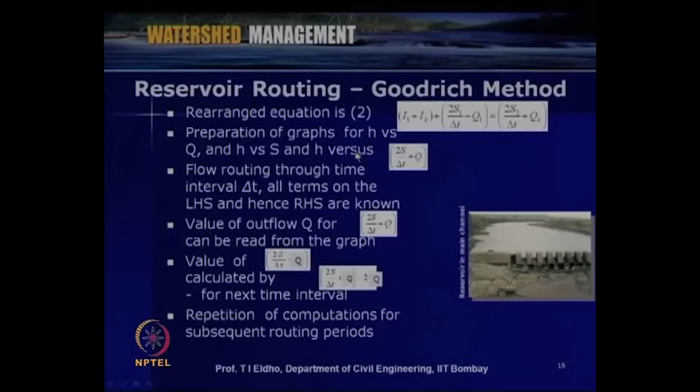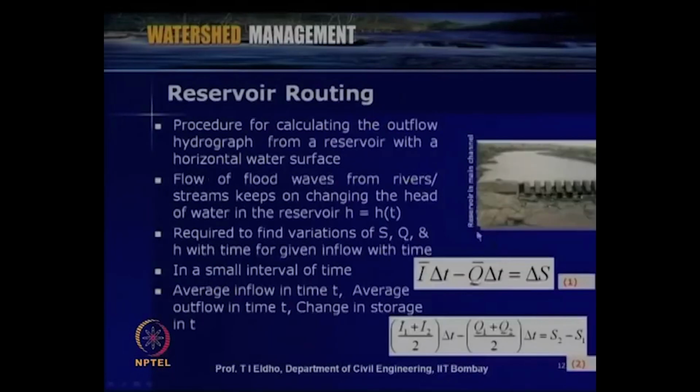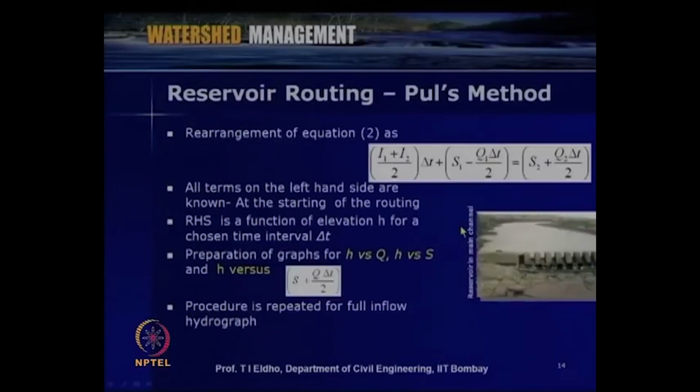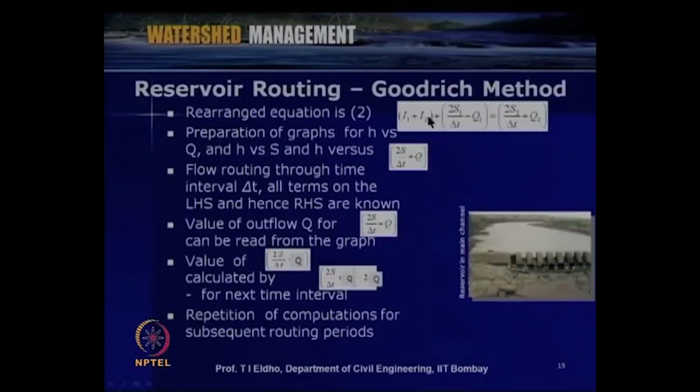Here again the continuity equation number 2 is rewritten in another form in the Goodrich method. So, I1 plus I2 plus 2 S1 by delta t minus Q1 is equal to 2 S2 by delta t plus Q2. Where I1, I2 are the inflows with respect to time T1 and T2, S1, S2 are the storage with respect to time T1 and T2, and Q1, Q2 are the outflow with respect to time T1 and T2. So, now we prepare graphs for h versus q, h versus s and h versus 2s by delta t plus q.